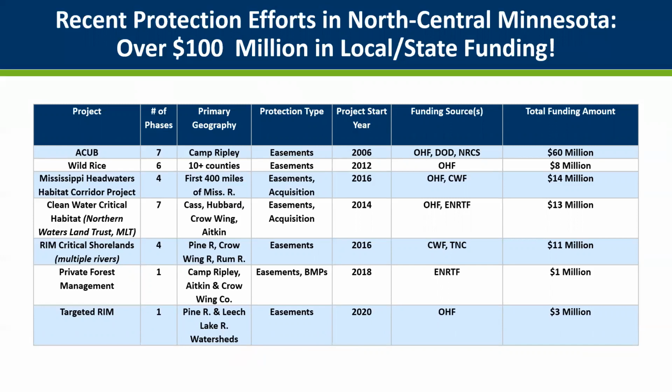The heavy hitter there that you see at the top, ACUB, Army Compatible Use Buffer, is a very unique project protecting Camp Ripley, a military training facility, 53,000 acres of state land right on the Mississippi River. The Guard is very interested in protecting this from encroachment and development. So conservation and military training go hand in hand here, and they pulled in about $60 million for that project, but about 50 of that is federal. You can see the other projects there that are starting, and at the bottom you see the lakes funding is starting to happen with that project at the bottom. Next slide.